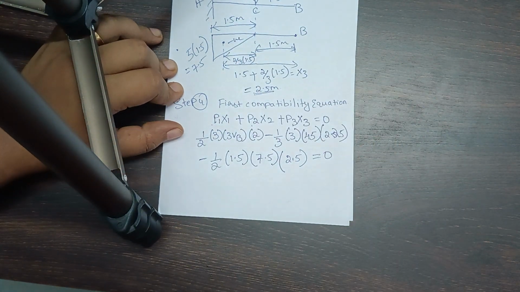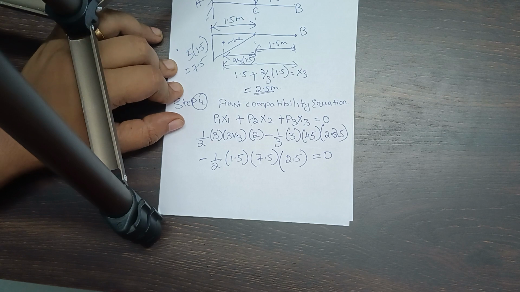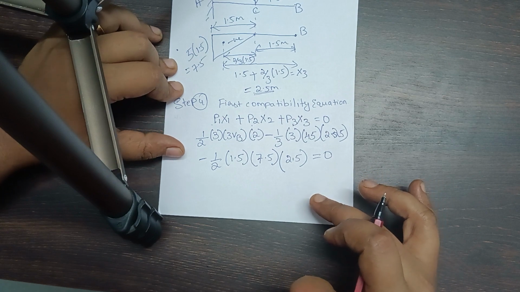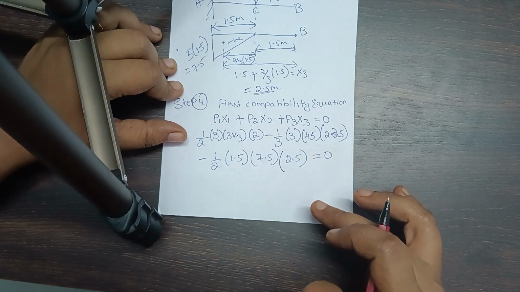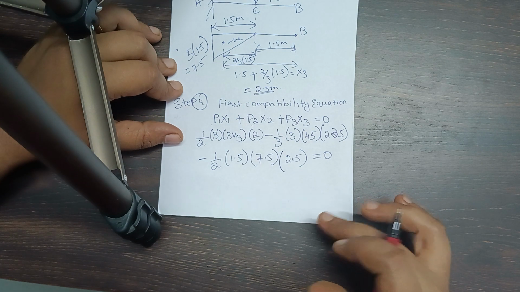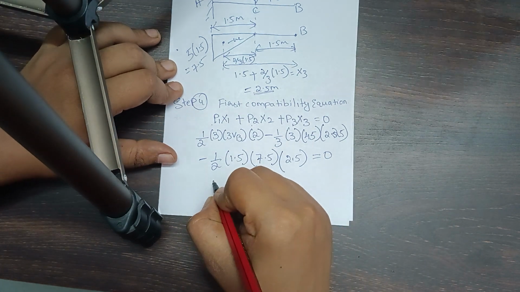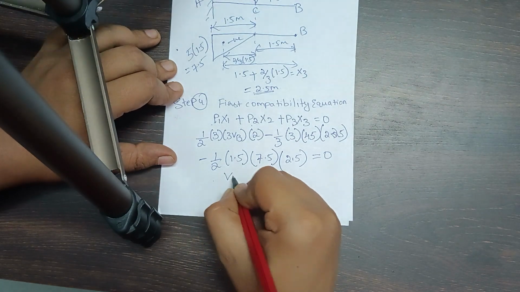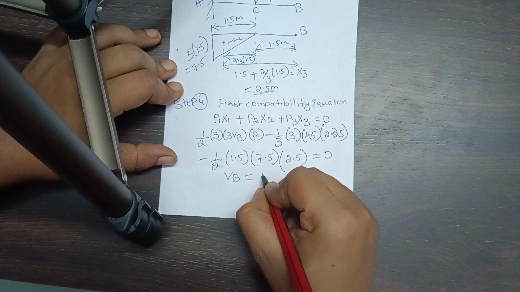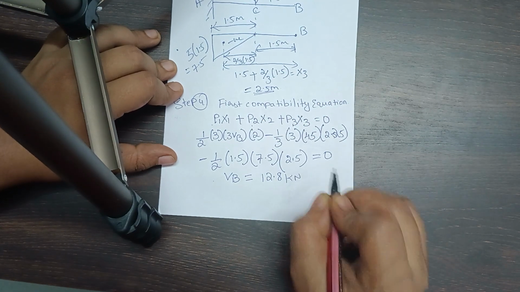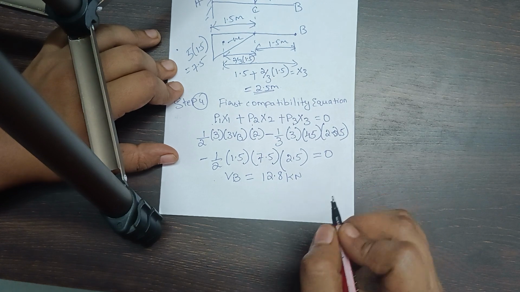Equate this to 0. Why am I equating this to 0? Because the deflection at the proper point is equal to 0. So after solving all this, we'll get one equation, and I can solve for the value of VB. So VB I'll get as equal to 12.8 kilonewton.